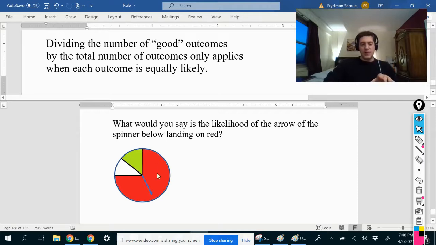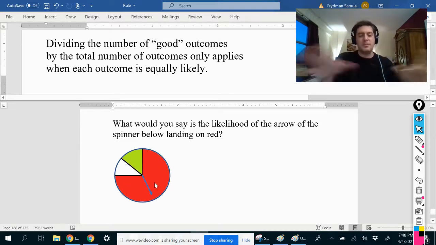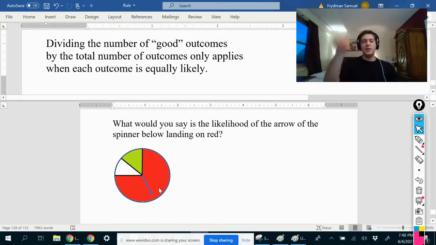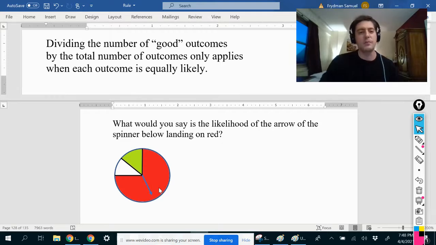So take a look at this spinner that I have over here. I have another pie thing. When I say pie, I don't mean 3.14. I mean like a picture of a pizza pie, sort of. And I have a little arrow over here, and imagine we're going to flick the arrow, and it's going to spin around and around and around, and it's going to land somewhere.